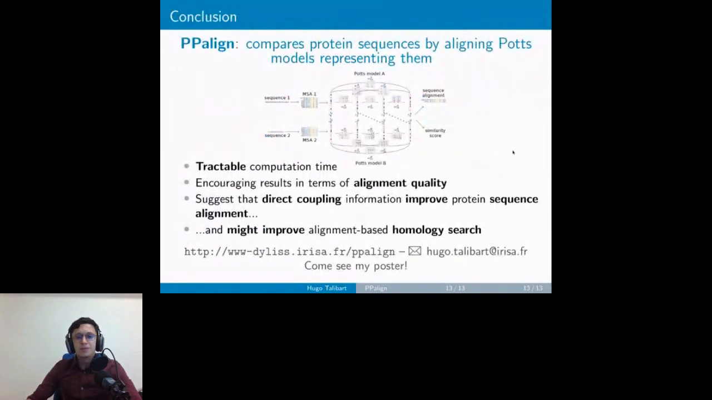So to sum up, PPalign compares protein sequences by aligning POTS models representing them. In tractable time, we showed encouraging results in terms of alignment quality, which suggests that direct coupling information could improve protein sequence alignments and therefore might improve alignment-based homology search.